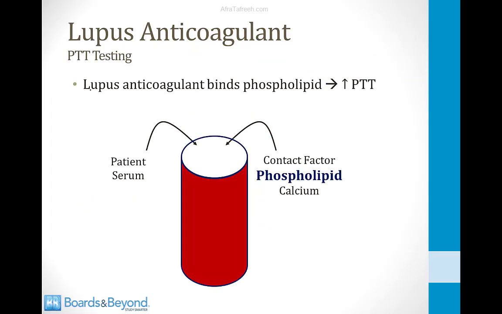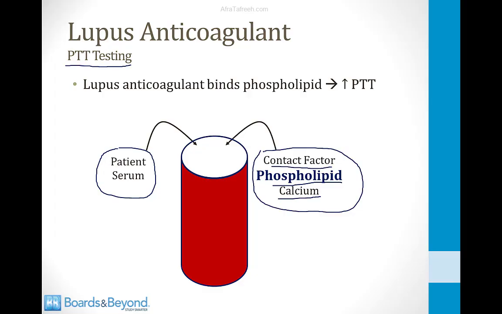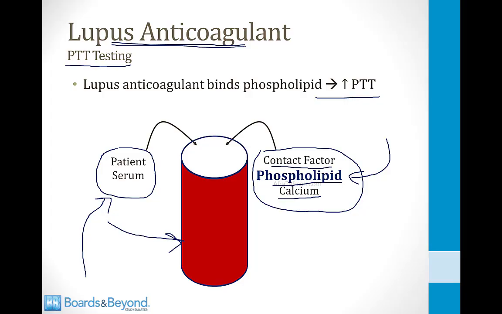To make this more clear, let's talk about how a PTT test is done in the laboratory. In the lab, you take a sample of a patient's serum, and to that sample you add contact factor, which will activate factor 12, as well as phospholipids and calcium. All three of these are required to make the coagulation cascade go. Once you add these three ingredients to the serum, a blood clot will begin to form, and you measure the time it takes to form, and that time is the PTT. If the patient has a lupus anticoagulant floating around in their serum, that anticoagulant will bind to the phospholipid component of the test and interfere with the test, and that leads to a false prolongation of the PTT, and that's one way you detect the presence of a lupus anticoagulant in a patient who has the antiphospholipid syndrome.